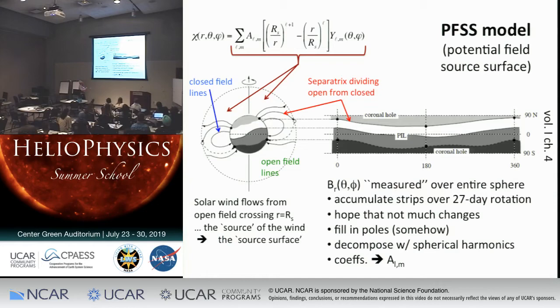So this is a simple picture. It is known as the potential field source-surface model. You now see the origins of that, the potential field, because I decided curl B was equal to zero, so I could solve it in terms of a potential. And source-surface is the name of this magic radius that I put in to say the magnetic field must be radial there. Just because, like any theorist looking for keys, I look under the light post.